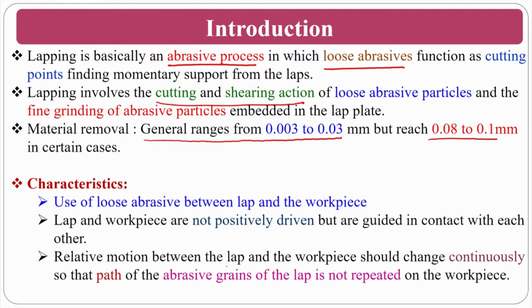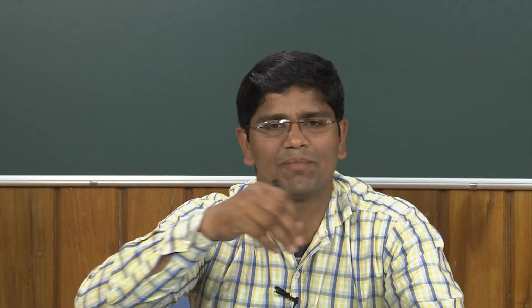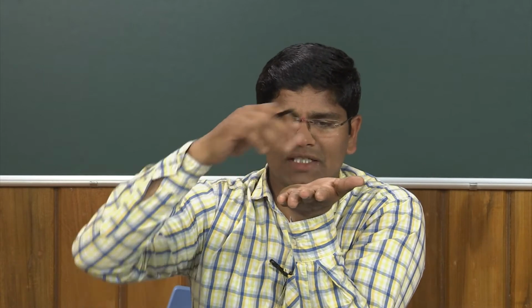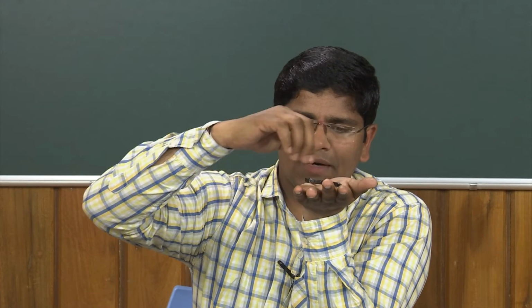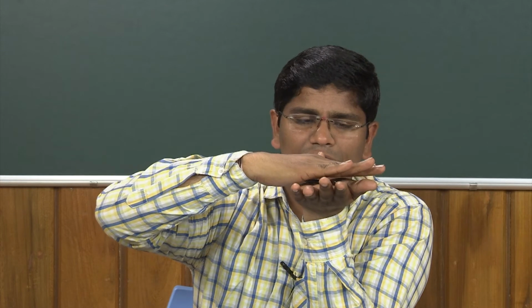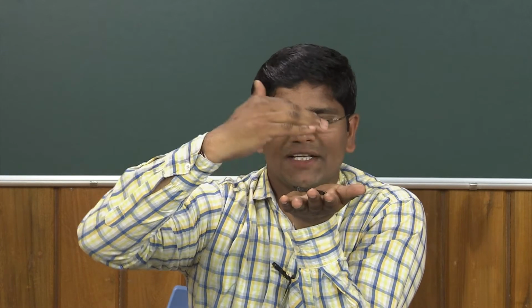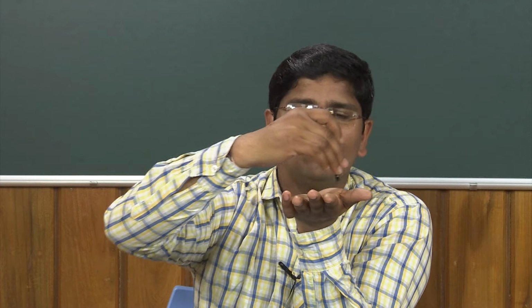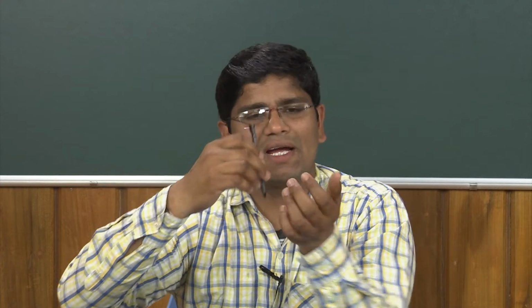The relative motion between the lap and the workpiece, this is the most important, should change continuously so that the path of the abrasive grains of the lap is not repeated. Assume that the path is not changed, what will happen? The finishing takes place on the same path. If I have a lap on top and abrasive particles are there, and it rotates in the same way, there is a possibility that the abrasive particle will follow the same track and create a scratch in the same place.